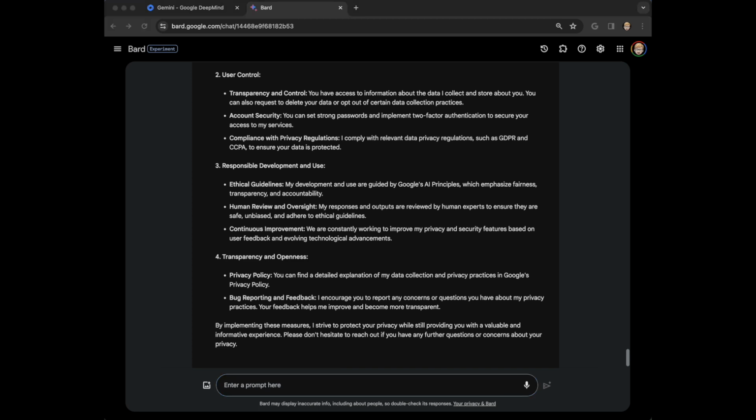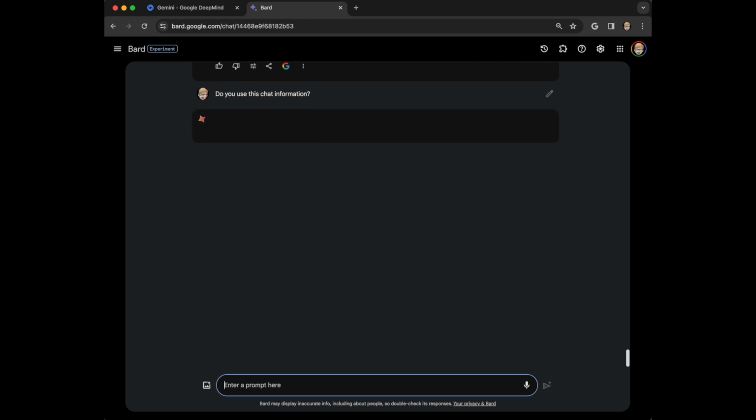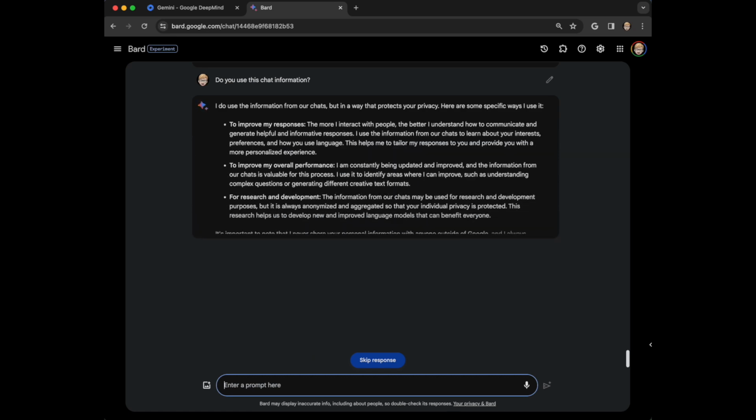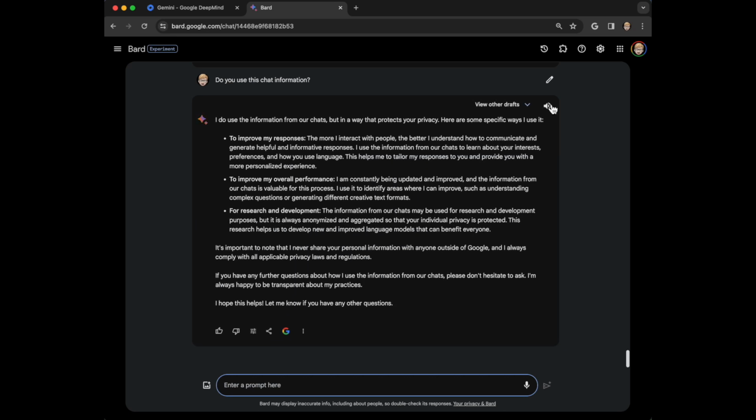Let's see here. I'm going to ask it a question. Do you use this chat information? And let's see how it responds. Oh, okay. I do use the information from our chats, but in a way that protects your privacy. Here are some specific ways I use it.